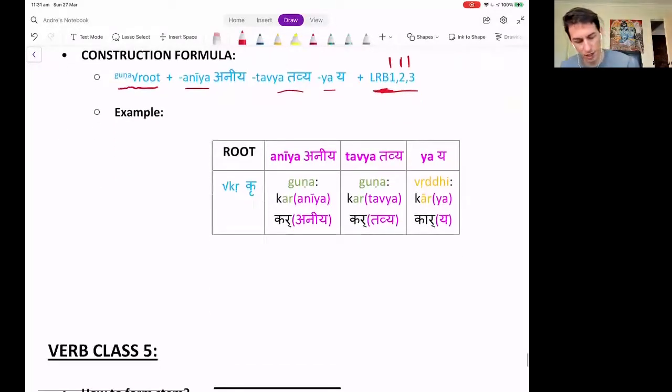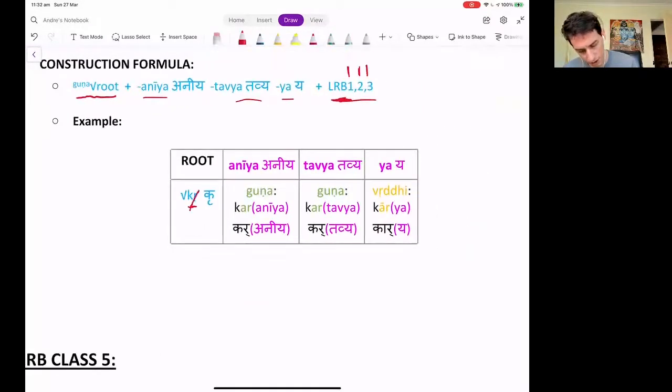For example, kr. Okay, what is the root? What is the guna of r, please? Ar. And therefore, instead of r, you say kar. Okay, kar. And then you add the endings. Kar aniya, kar tavya.